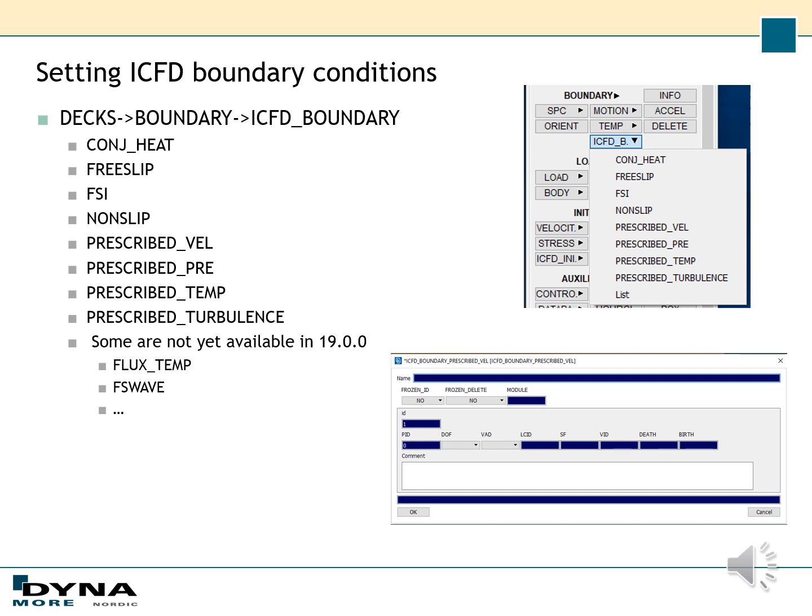To set ICFD boundary conditions, you go to Decks, Boundary, and ICFD Boundary, and there you have the possibility to set most of the boundary conditions for the ICFD solver, like non-slip boundary, prescribed pressure, FSI boundary. Some of them are not yet available in Ansa version 19.0, like FS wave, for example, but most of the boundary conditions are available here.